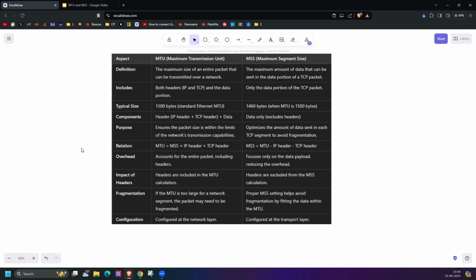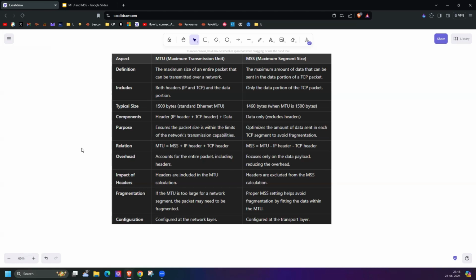The purpose of MTU is to ensure that the packet size is within the limit of the network transmission capability, whereas the purpose of MSS is to optimize the amount of data sent in each segment to avoid fragmentation. Relation: what is the relation between MTU and MSS? MTU is equal to MSS plus IP header plus TCP header. The same applies in reverse: MSS is equal to MTU minus IP header minus TCP header.